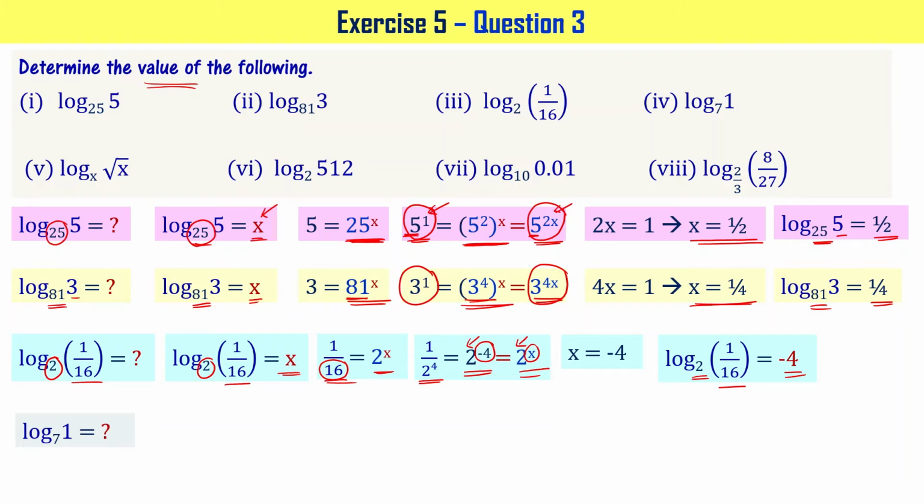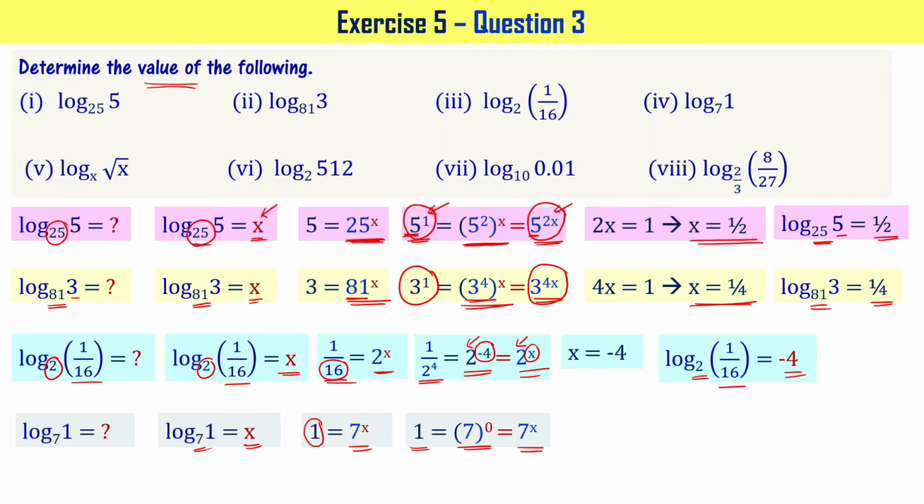We want to find the value of this expression, right? Let me assume that log of 1 to the base 7 equals x. Let me write this in the exponential form so that it can be written as 1 equals 7 power x. I want to write 1 in the form of 7 power something, right? That is going to be equal to 7 power 0. Anything to the power 0 is equal to 1, right? That's why I have written 1 equals 7 power 0, that is equal to 7 power x.